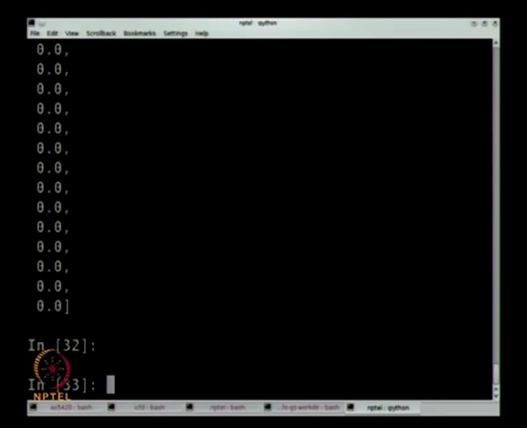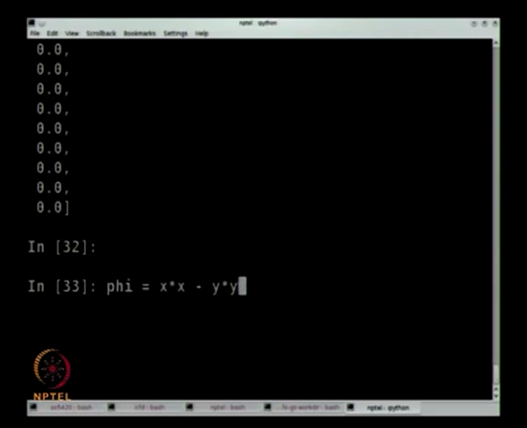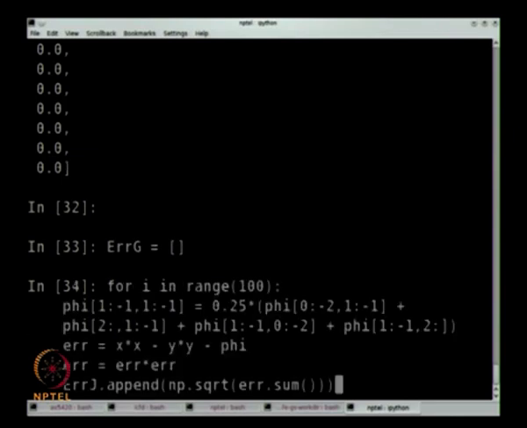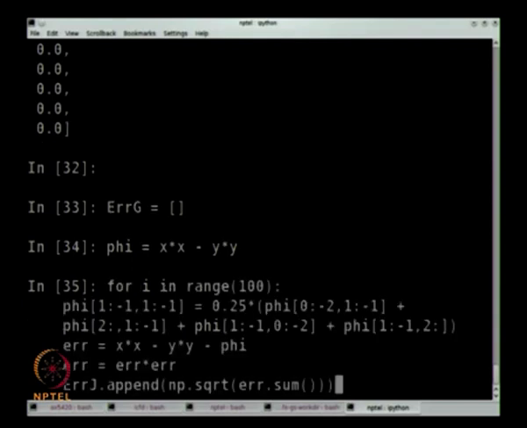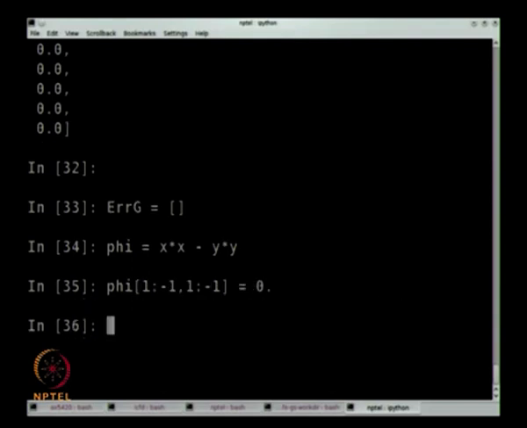So what about Gauss-Seidel? I want to do Gauss-Seidel. What would Gauss-Seidel give me? I set phi as x squared minus y squared. So let me create a ERR G for Gauss-Seidel. I set phi is x squared minus y squared. I make sure that the initial guess is right, okay.